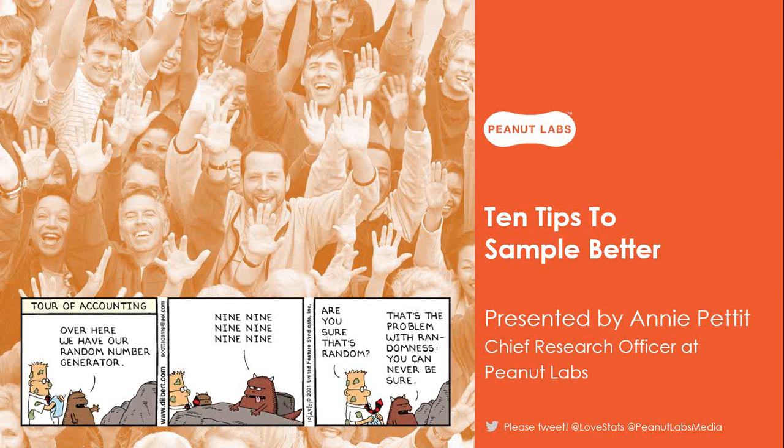Sampling is a hugely important part of the work that marketing researchers do. One little mistake here can completely change your results, your conclusions, and your recommendations. So today I'd like to talk about 10 things, including a few pet peeves of mine that I often see along the way. 10 things that we as researchers can do to sample better and ultimately generate better quality data and better quality recommendations.